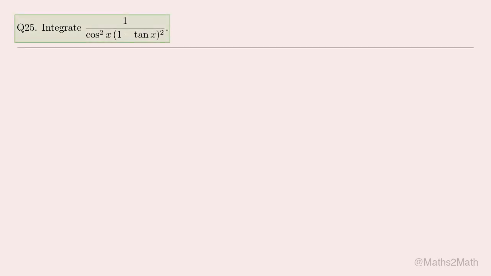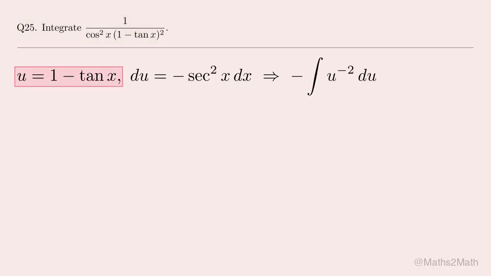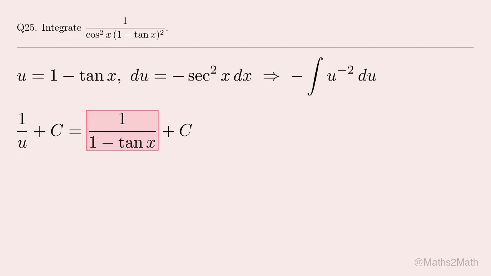Question 25. 1 over cosine squared is secant squared, the derivative of tangent. Substitute 1 minus tangent. U equals 1 minus tangent x. Du equals minus secant squared dx. The negative power integrates to plus 1 over u.